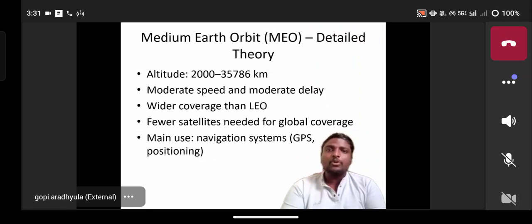Now I discuss MEO. MEO means medium Earth orbit. Altitude is 2000 to 35,786 kilometers. Moderate speed and moderate delay. Wider coverage than LEO. Fewer satellites needed for global coverage. Main use: navigation systems, GPS and positioning.